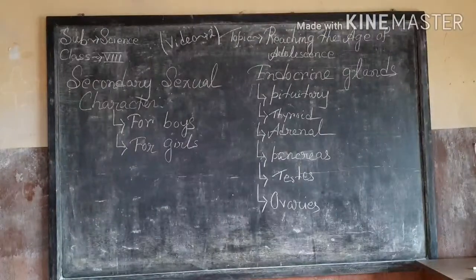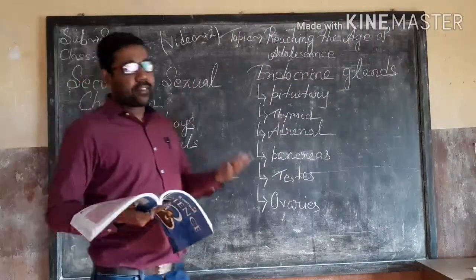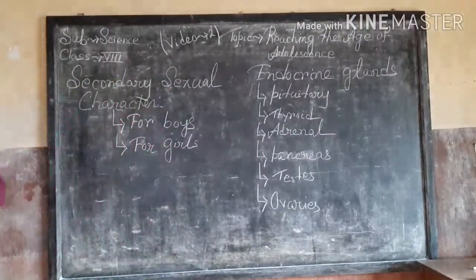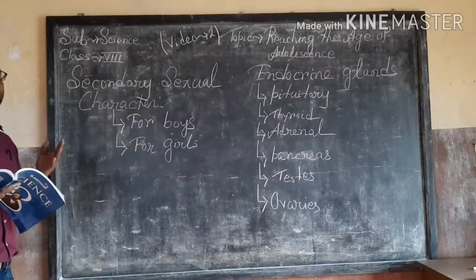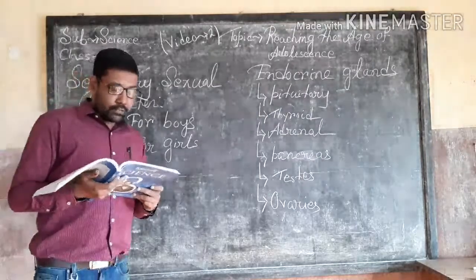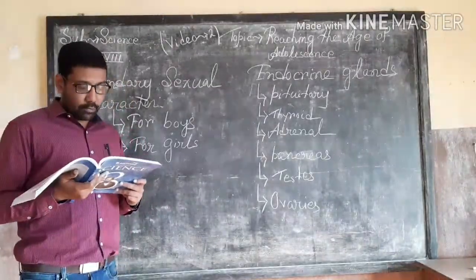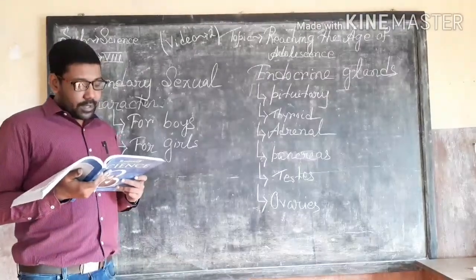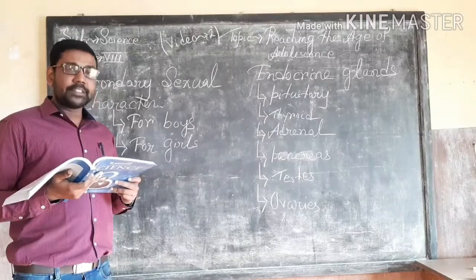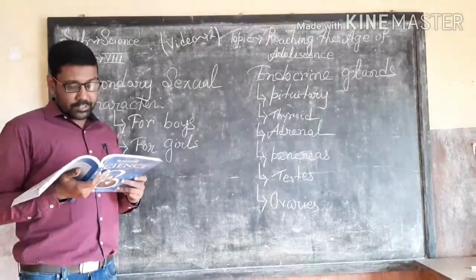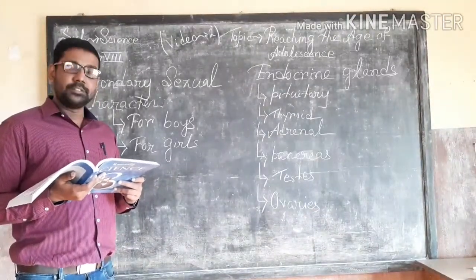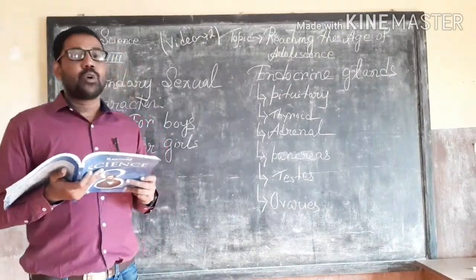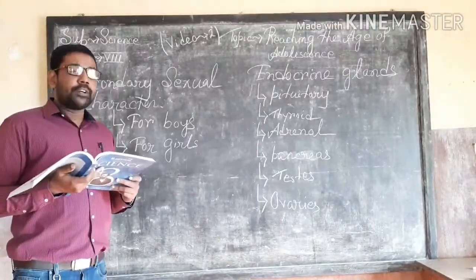So, what are the characteristics located in boys for these secondary sexual changes? First one, facial hair develops in the form of a mustache and beard. Second one, hair develops under the armpits, on the chest and in the pubic region. Third one, the deepening of the voice and the broadening of the shoulders.